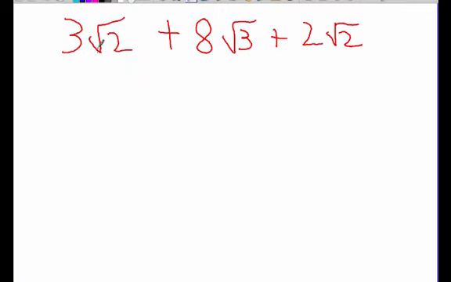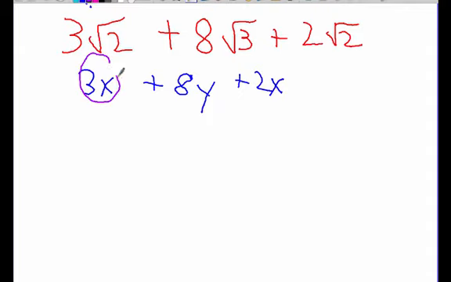Think of these radicals as if, what if I told you that this is 3x and this is plus 8, we'll say the square root of 3 is y, and we've got plus 2, look over here, square root of 2, x, well then this must be an x. Think back to when we were talking about combining like terms, this should become pretty obvious. 3x and 2x, combine those, you get 5x. The 8y has no like term, so that's just plus 8y.